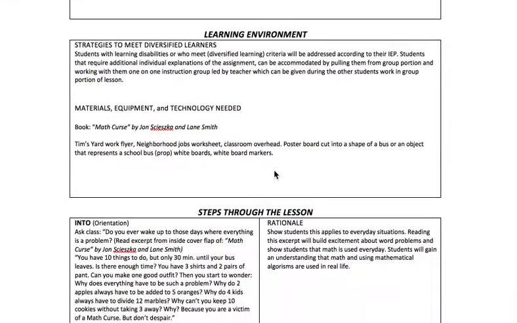So for the strategies for meeting diversified learners, the students with learning disabilities who have diversified learning criteria will be addressed according to their IEP protocol. Students that require additional individual explanations during the assignment can be accommodated by pulling them from the group portion when I pair them up and work with them one-on-one, as a group with myself in the front of the room.